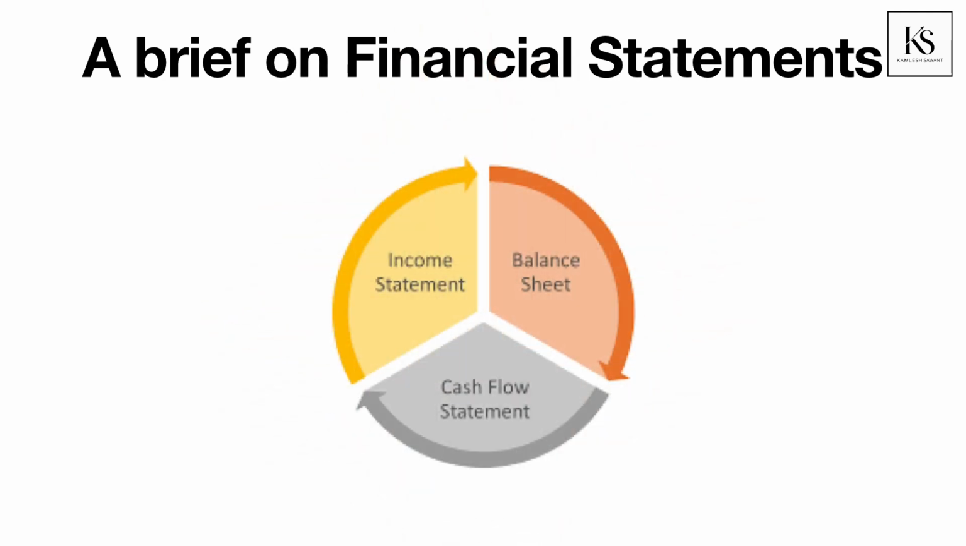A brief on the financial statements. Over the last few videos, we have discussed the three important financial statements of the company, that is, the P&L statement, the balance sheet, and the cash flow statement of the company. While the cash flow and P&L statement are prepared on a flow basis, the balance sheet is prepared on a standalone basis. The P&L statement discusses how much the company earned as revenues versus how much the company expended in terms of expenses.